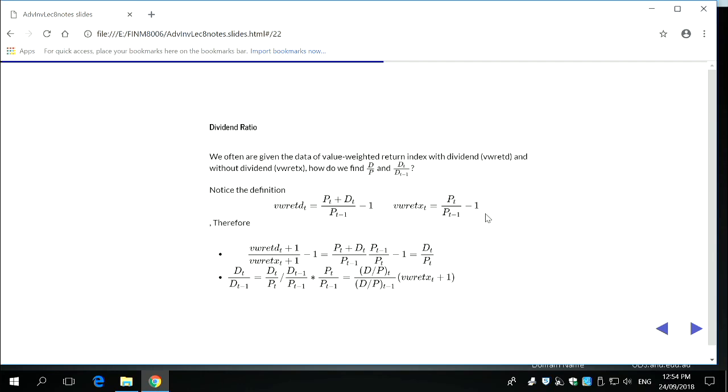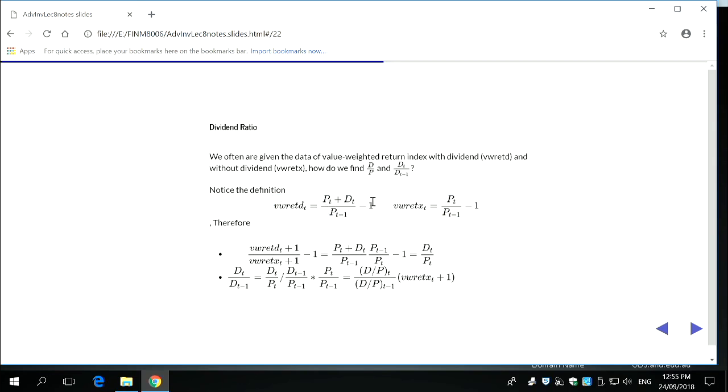To explain the predictability, I want to introduce a concept called the dividend ratio. The dividend ratio is basically D over P, where P is the price that you pay for the stock and D is how much dividend you can get from that stock. Sometimes, if this P is P at t minus 1, you also call this the dividend yield, because that's the yield you get from the dividend by buying the stock. All right, so the value-weighted return is basically your price plus the dividend, divided by the last period price, minus 1.